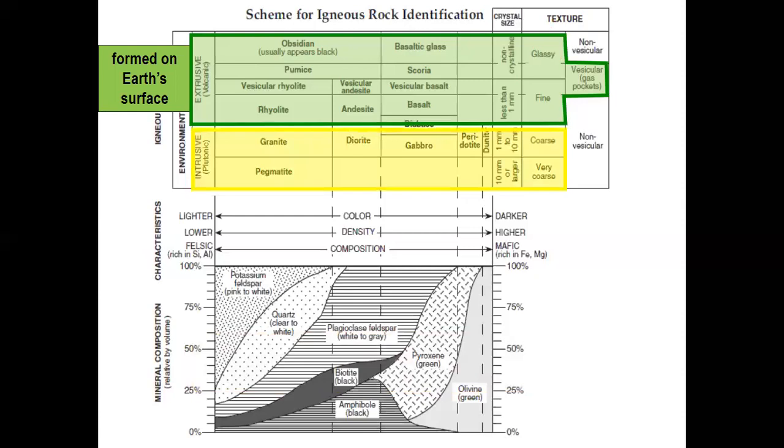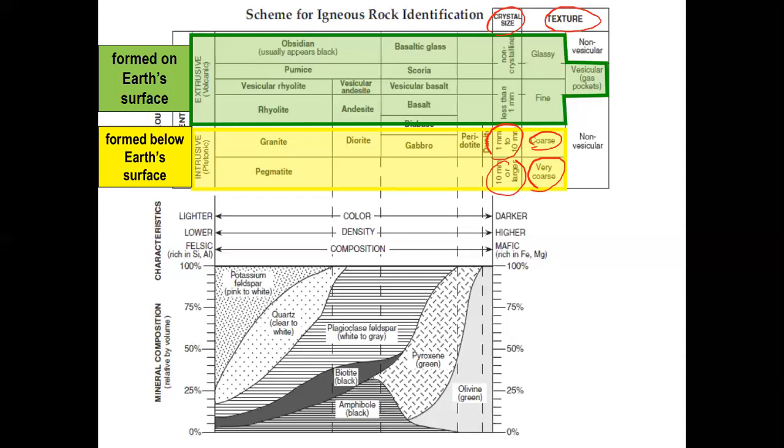Now, if we jump down here and we look at the intrusive rocks, which are the ones that form below Earth's surface, you're going to notice that their crystal size and their texture are much different. You can have something with a crystal size of 1 millimeter to 10 millimeters, or something that's larger.